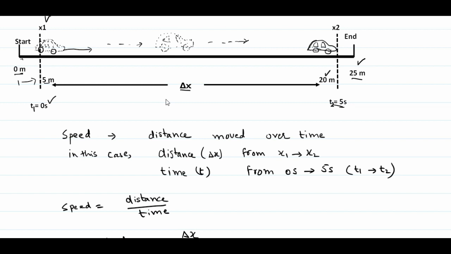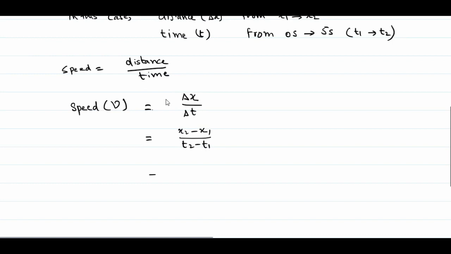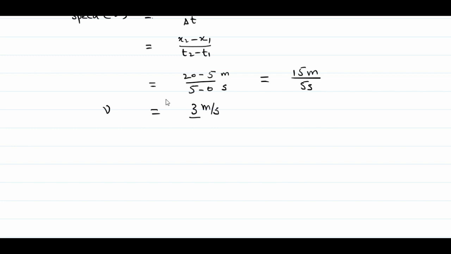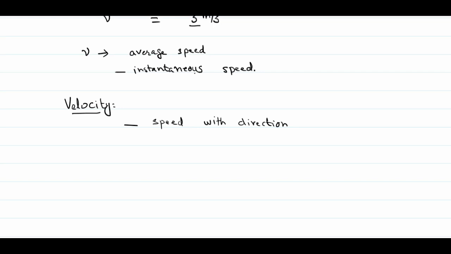We first calculate delta x and delta t. Delta x is equal to x2 minus x1, over delta t, which will be t2 minus t1. In this case, x2 is at the 20 meter mark and x1 is 5, and t2 is 5 minus 0. It will be equal to 15 meter over 5 seconds. We can read it as the car moves 15 meter over 5 seconds. So, its speed nu will be 3 meter per second. This speed is called an average speed. Another is called instantaneous speed. The instantaneous speed is the speed at any instant.